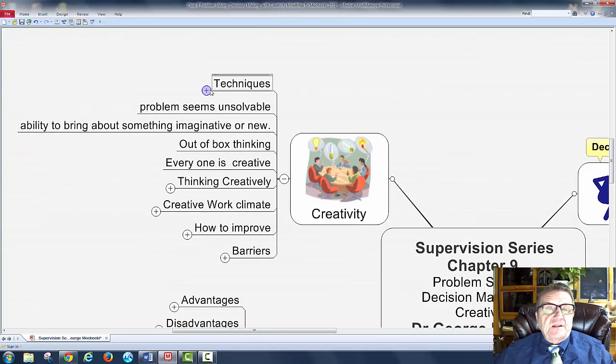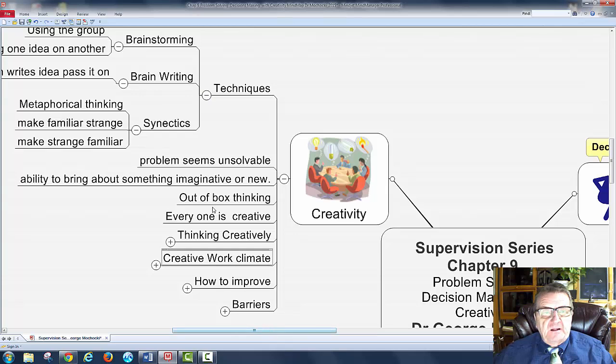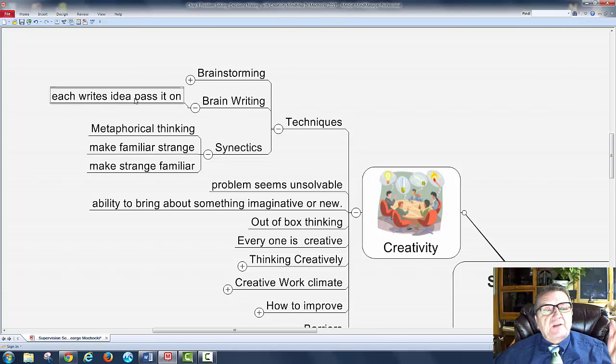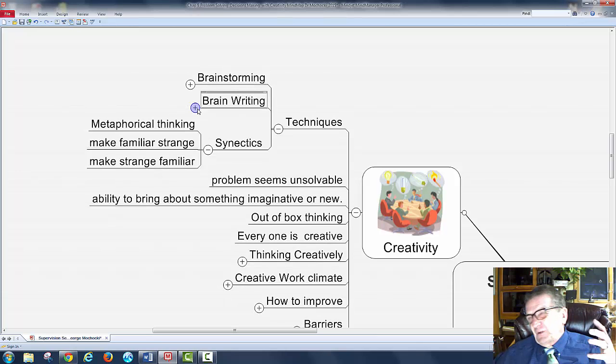Now, techniques. When I'm looking at certain techniques on this, and let me go back. Okay, techniques. Some of the techniques you could do, and I just threw this in, brainstorming, using the group, building one idea over another. Each writes and passes on. We talked about that, brainwriting. Each writes their ideas and passes it on. That's another way of doing brainstorming. If you don't have a person up there, it works out well on the computer.